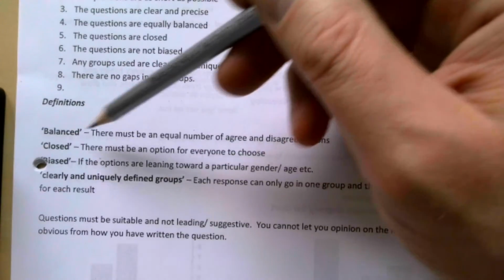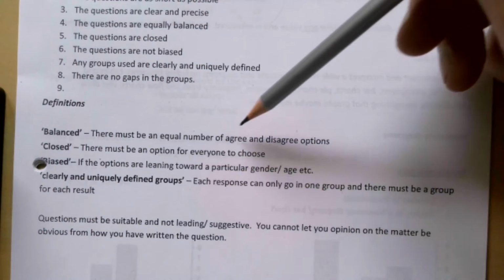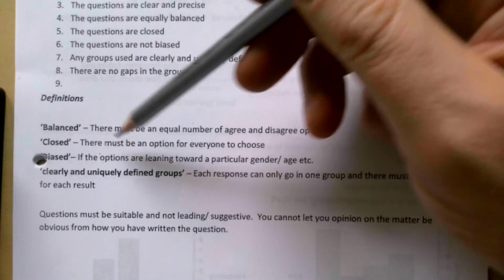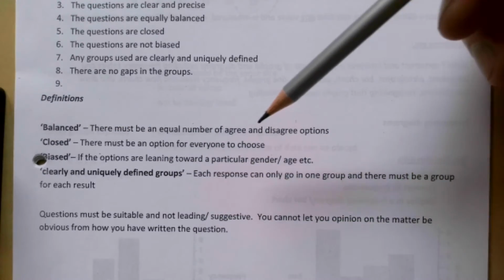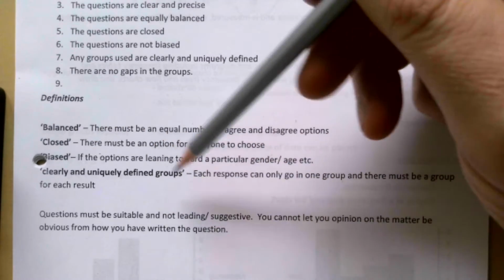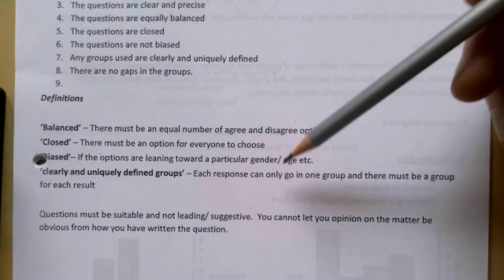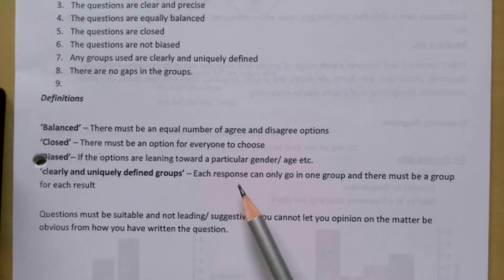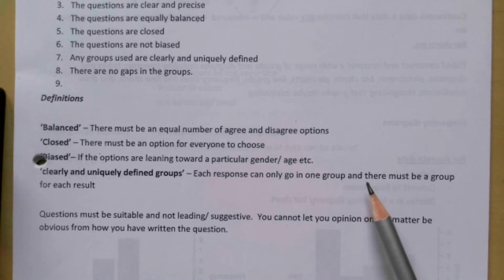Balanced definition. So balanced, there must be an equal number of agree and disagree options. Closed, there must be an option for everyone to choose. Biased, if the options are leaning towards a particular gender or age, etc. And clearly and uniquely defined groups. Each response can only go in one group, and there must be a group for each result.